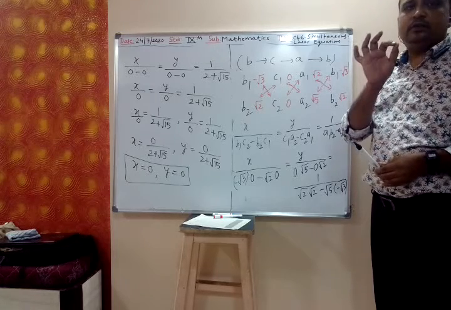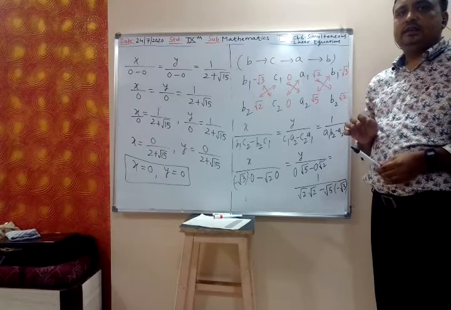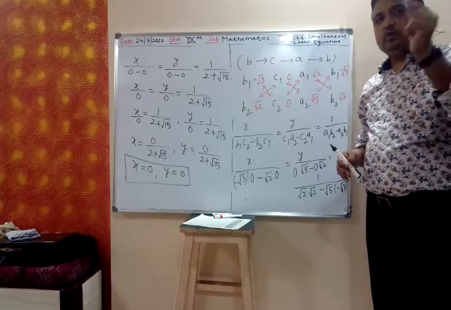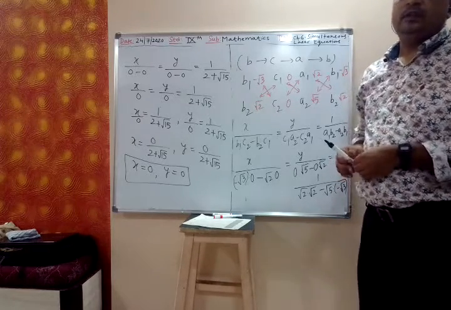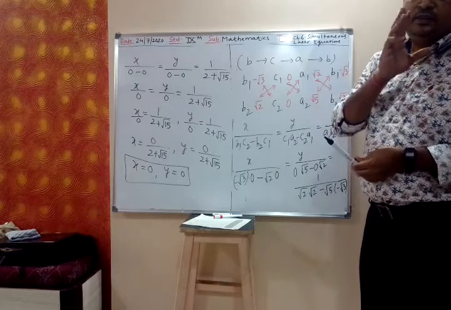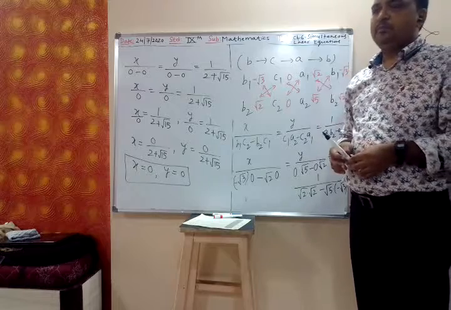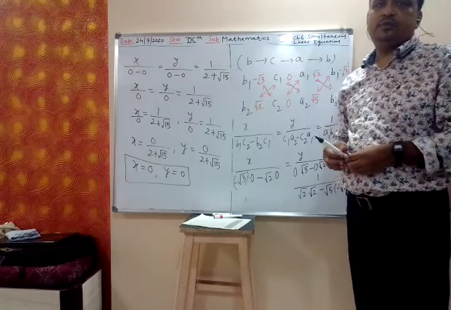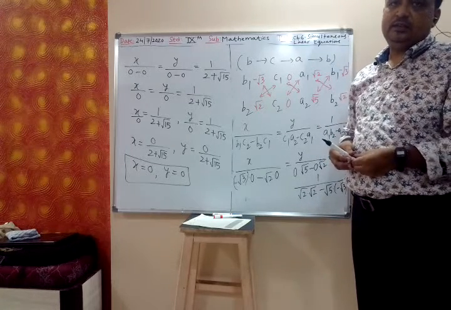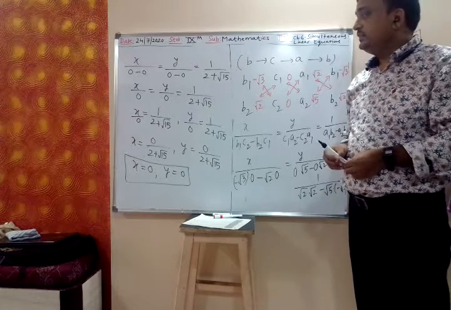So first method was the substitution method. Second was the equating coefficient method. And third is the cross multiplication method. Out of these three methods, one method will definitely, 100%, be asked for 3 to 4 marks in the board exam.